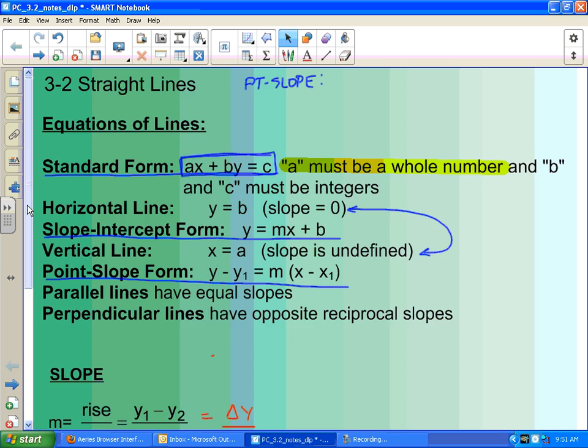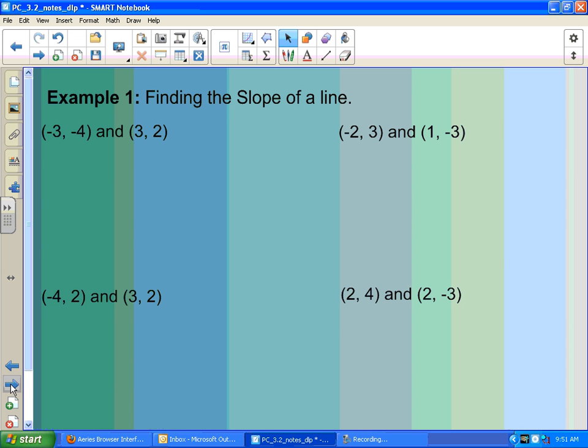All right. Real quick, do we need to go over this, honestly? No. Thank you. Unless somebody wants to. Do we need to go over finding the slope of the line? I probably shouldn't have said it like that.